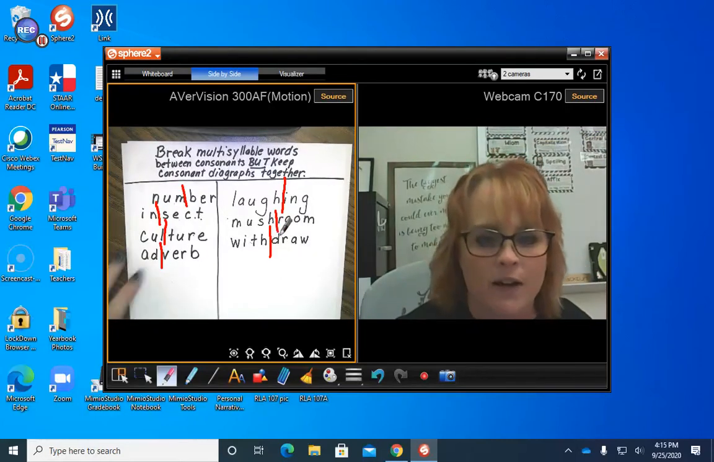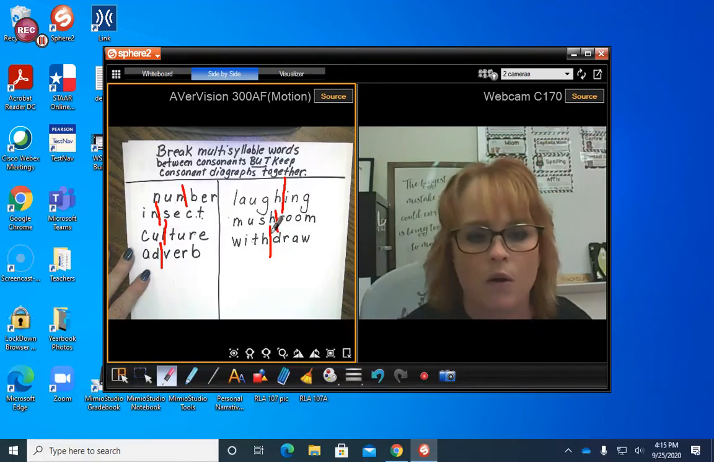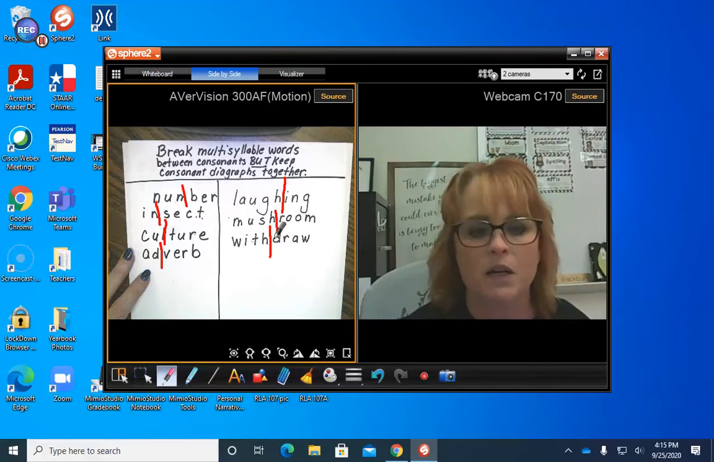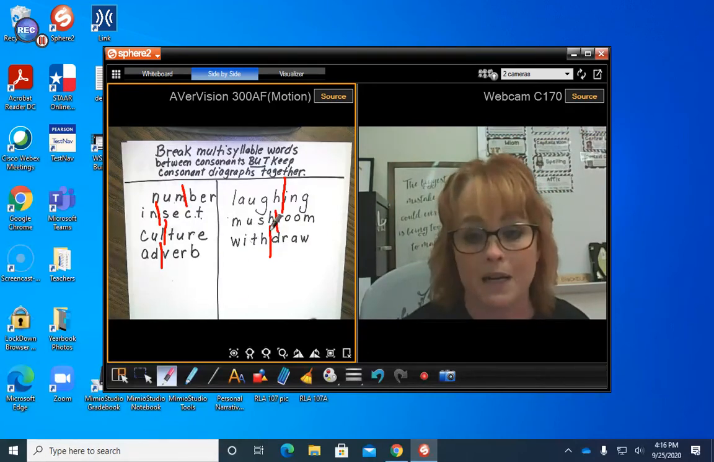If I split it here, I would have withdraw. And that's not a word. So this is a consonant and this is a consonant too, and they are right in the middle of the word. So it does give me different options on where I can split it, but I have to make sure that it makes a word when I split it. So I'm looking for consonants in the middle but I'm making sure I'm not splitting up that consonant digraph, and I'm also making sure that it's a word when I read it. So I have to make sure that I'm going back to check.